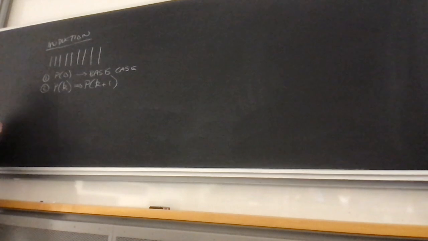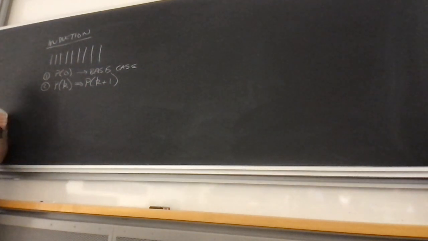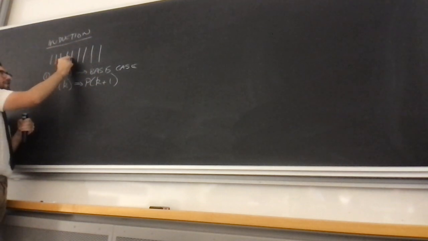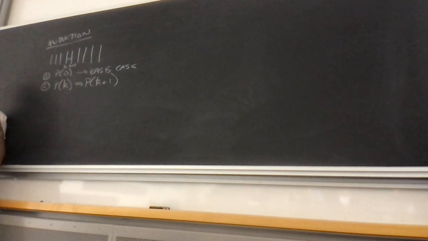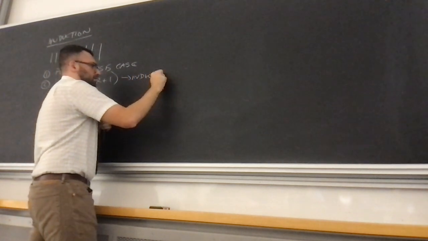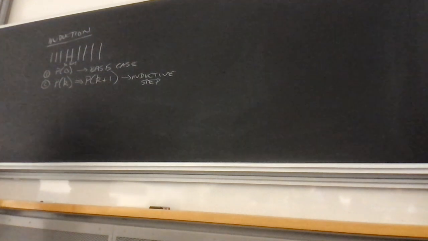So again, in words, this is like if P of some number means that that domino is falling, then this says P of k, so the kth domino is falling. That means that the k plus 1th domino is going to fall. It's going to hit the next one. Yep. Sorry, no, you're good? Okay. All good? This is called the inductive step. So two things you have to show for induction.